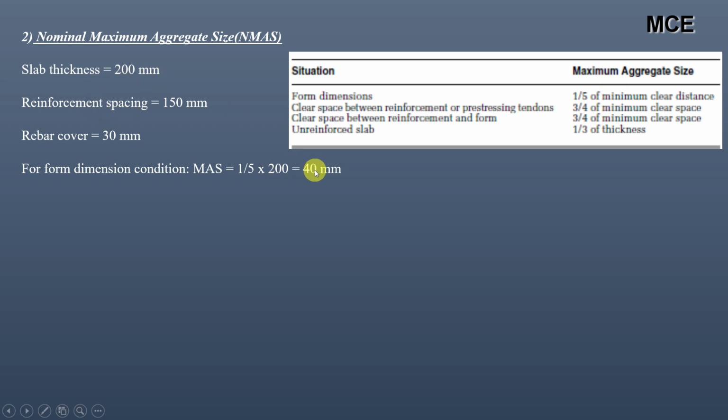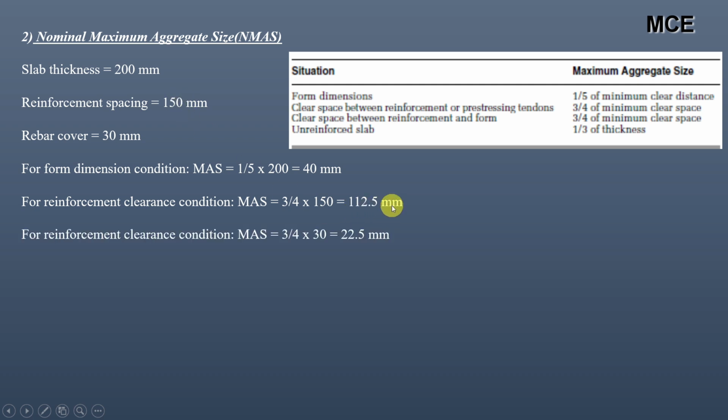It's 40 mm. For the reinforcement clearance condition, it will be 3/4 times 150 mm, that is 3/4 of the minimum clear space between the reinforcement, which is 150 mm. So it is 112.5 mm. For the cover clearance condition, it is 3/4 times the minimum clear space, which is 30 mm, so it's 22.5 mm. We have to take the least one, so the least one is 22.5 mm.